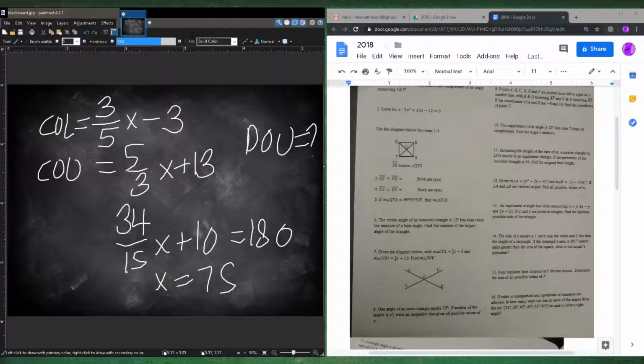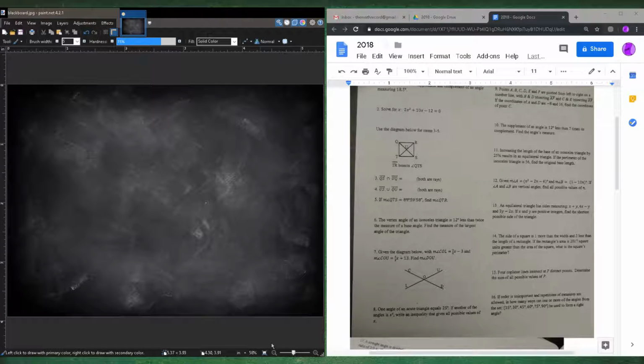So we need to find DOU. DOU is a vertical angle to COL, right? So we just need to find COL because they're basically the same thing. So plug x back into COL. So 75 times 3 divided by 5, and then minus 3, and you get 42. So the measure of DOU is 42 degrees. Basically just that simple. Okay, so that was number 7.